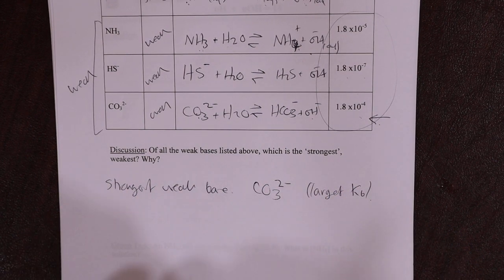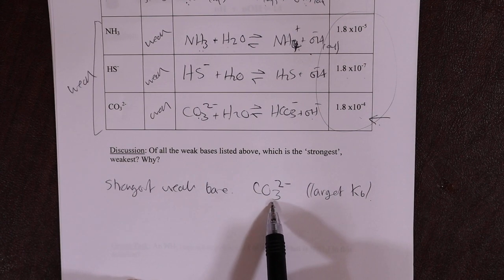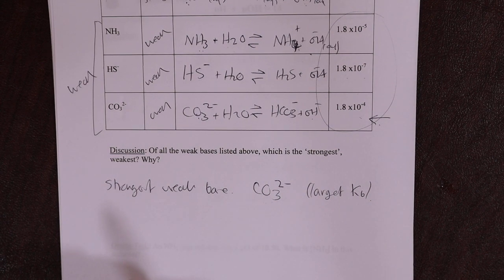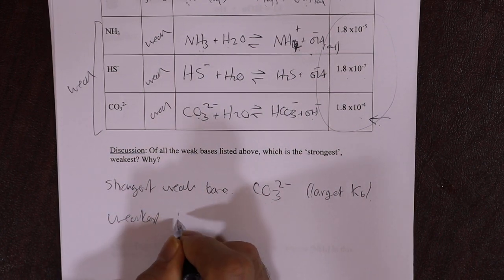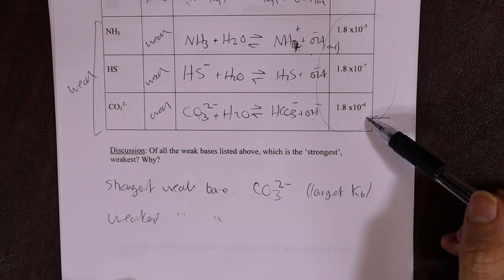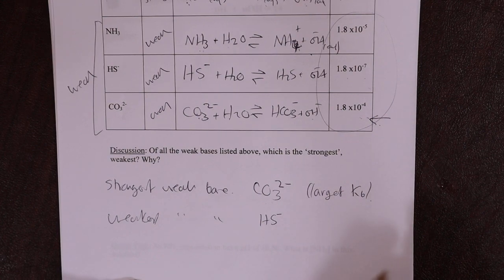This is why lots of natural sources of water are slightly alkaline. You go to the supermarket, you say, oh, alkaline water. It just has naturally dissolved calcium carbonate or chalk in it. So no biggie. All right, the weakest weak bases, look at the numbers, 10 to the minus 7, hydrogen sulfide ion.